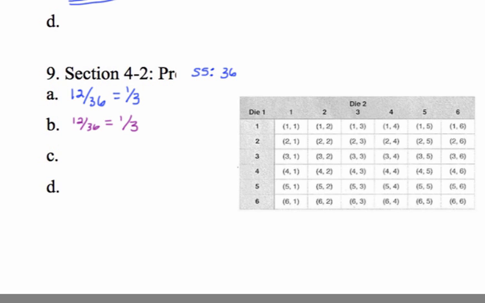Next, a sum greater than 9 or less than 4. Well, greater than 9, that's a sum of 10 or more, that's these. And less than 4, so that's 3 or less. So that's these. These are mutually exclusive. There's no overlap. They don't happen at the same time, so I just count them up. 1, 2, 3, 4, 5, 6, 7, 8, 9. 9 out of 36, which reduces to 1/4. Which is the least likely to occur? Part C, 1/4 is the smallest fraction there.